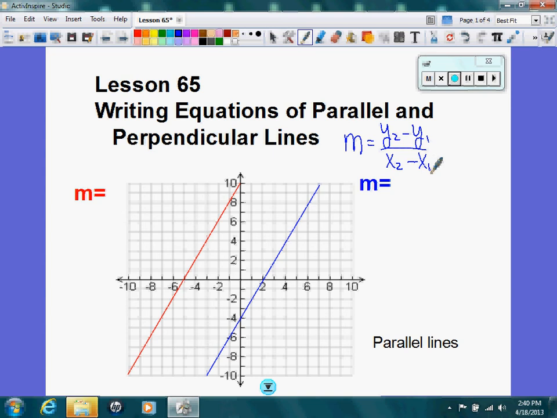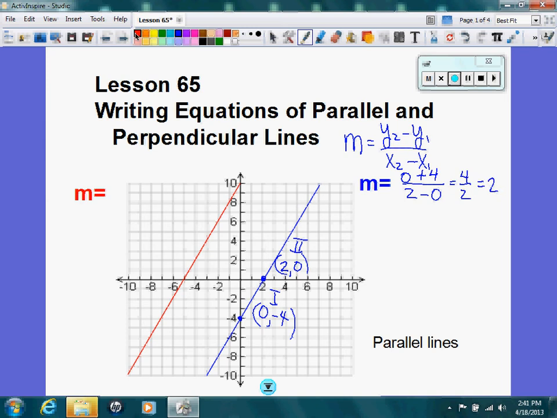Let's find the slope of this blue line here. We need to pick two points on the blue line. The coordinates of this point would be (0, -4), and this one would be (2, 0). We'll call this point 1 and this point 2. So y2 is 0 minus y1, which is -4, so the opposite of -4 is plus 4, over x2, which is 2, minus x1, which is 0. So this would be 4 over 2, or 2.